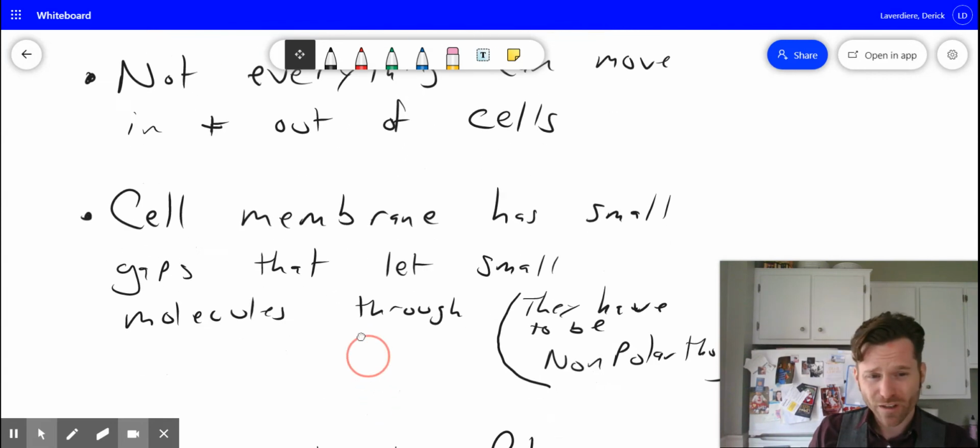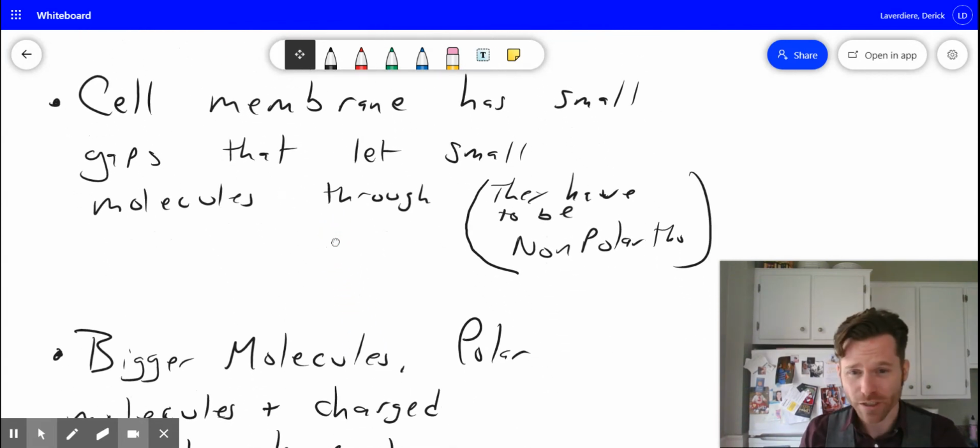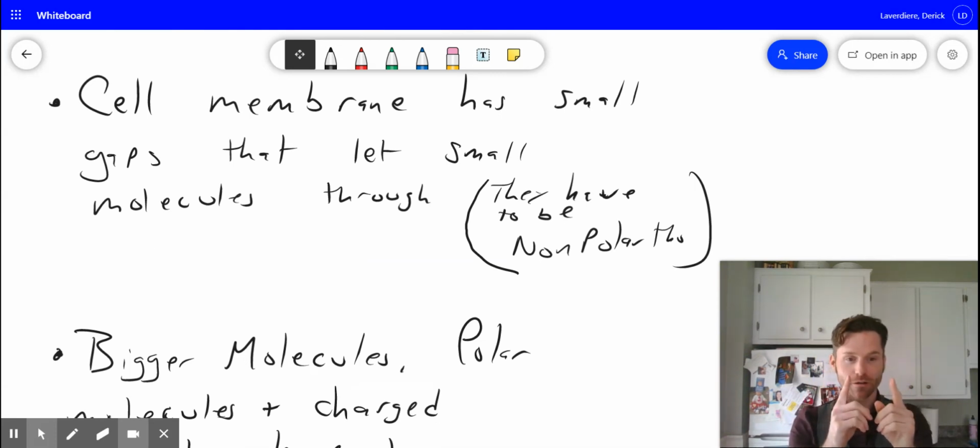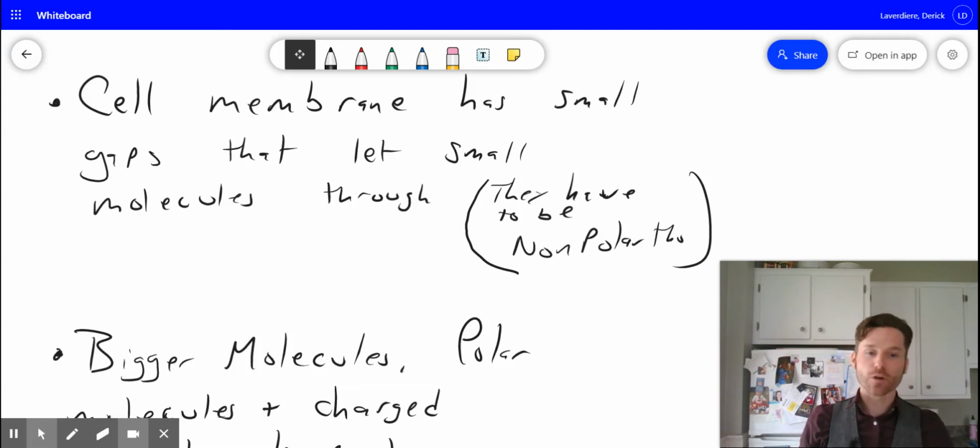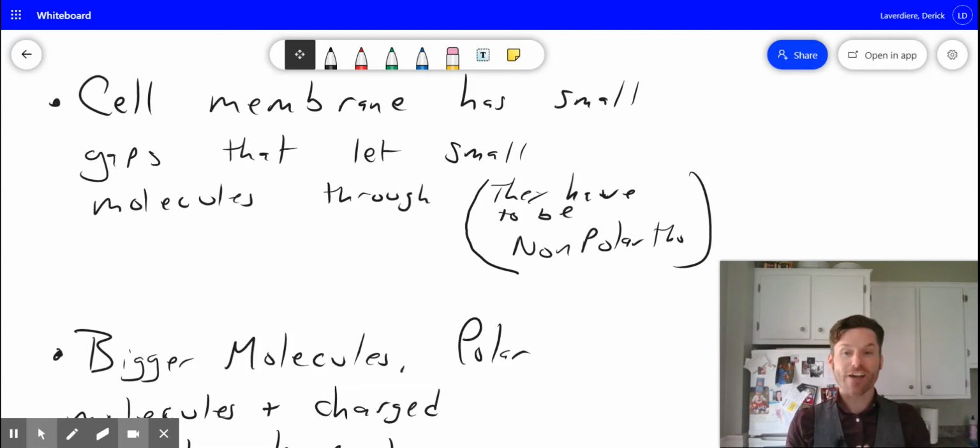The membrane also has another property where it has a very thick region in the middle that is nonpolar. And so polar substances get rejected by that middle region. So you have to be small and nonpolar to go straight through the membrane.